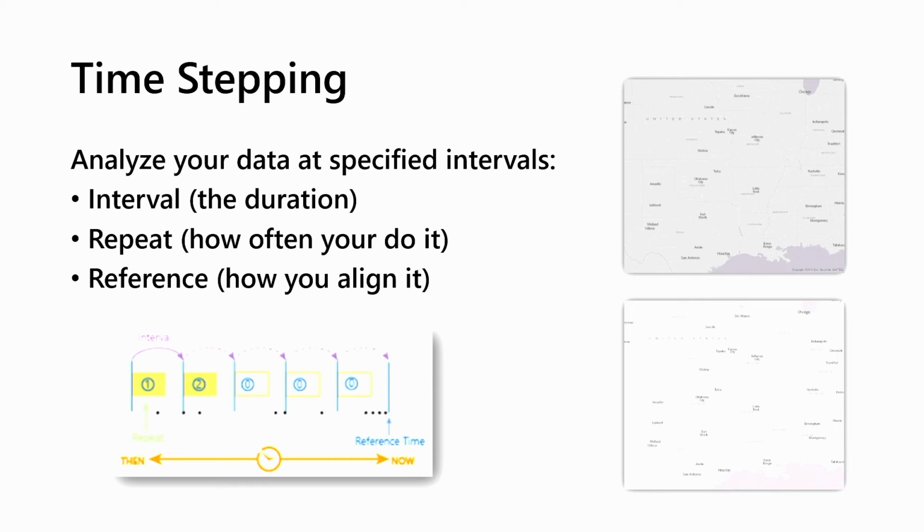If I wanted to analyze every Monday, I don't care about the data on Tuesday through Sunday, I just want to have time step values for Monday. I could do an interval, which is 1 day. The repeat would be 1 week. So every week we're going to look at 1 day, and the reference would be some Monday. You can basically say the reference would be this past Monday, and it will go forwards and backwards in time to do the time stepping. So it doesn't need to be the start, it's just the alignment.